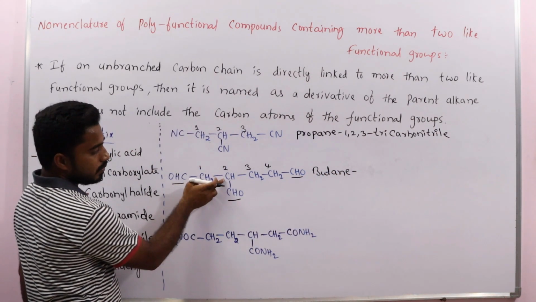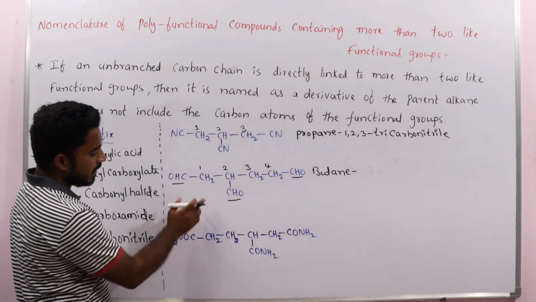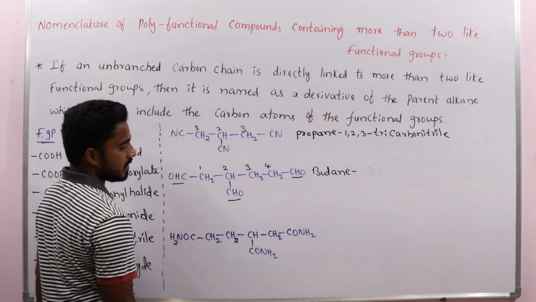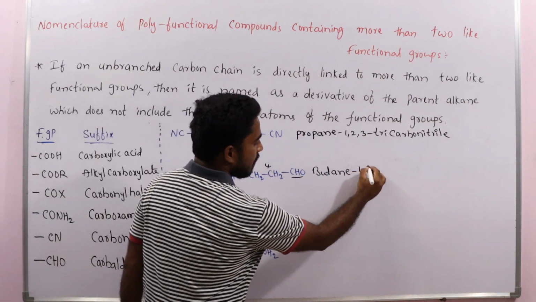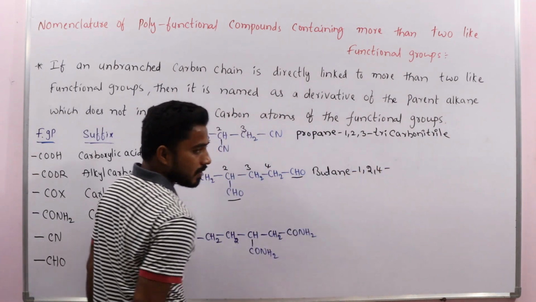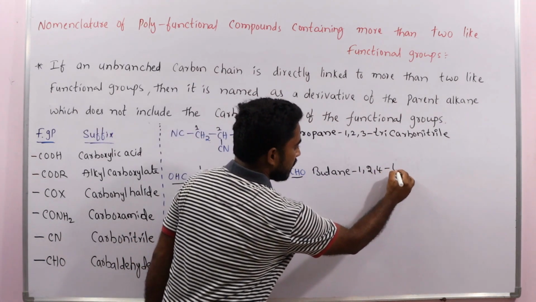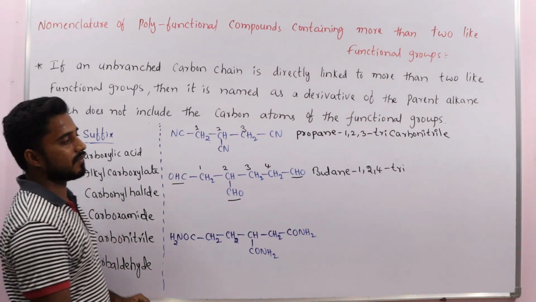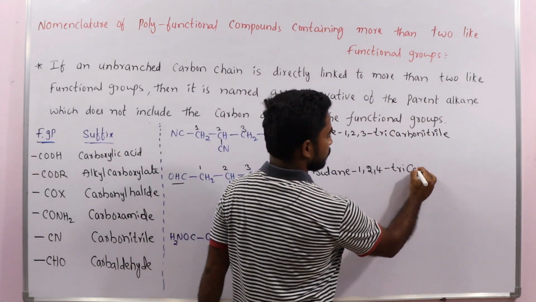1 comma 2 comma 4. At the first position 1 CHO, at the second position 1 CHO, at the fourth position 1 CHO. That's why 1 comma 2 comma 4. 3 are there, that's why tri. For the CHO group, what is the special suffix here? Carbaldehyde. Tricarbaldehyde.